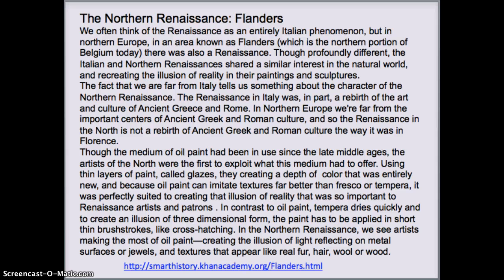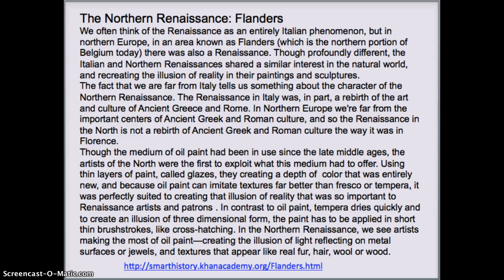So they were also interested very much in the natural world and recreating the illusion of reality in the paintings and sculptures. Although they weren't using linear perspective initially, they were using oil paint to add a lot of depth of color, and it was different than fresco or tempera. So we can create the illusion of reality in a very visceral way. And this was what was important to Renaissance artists and the patrons, because remember, we want to impress the patrons because they're paying for the work.